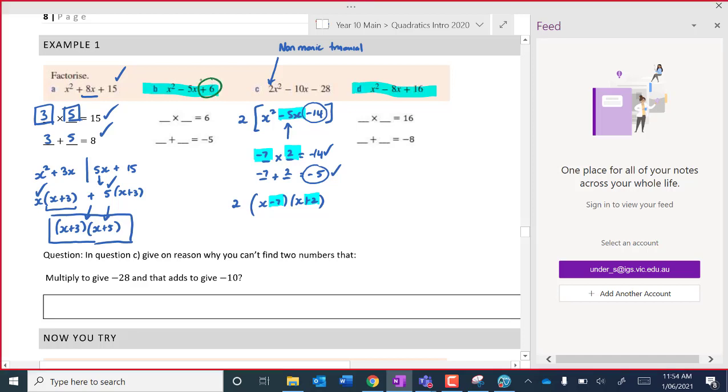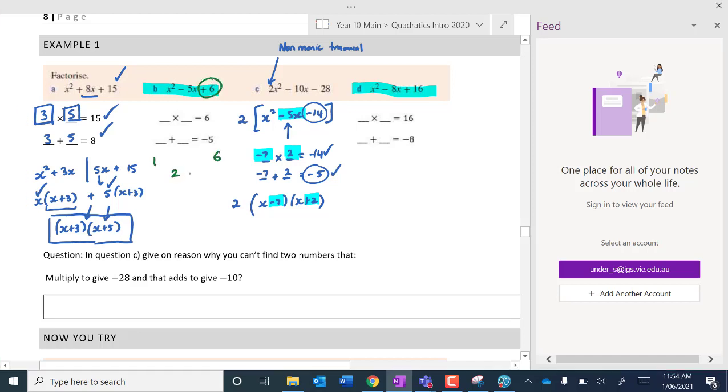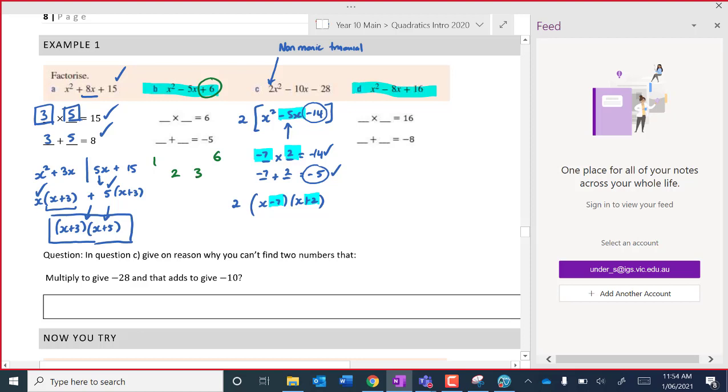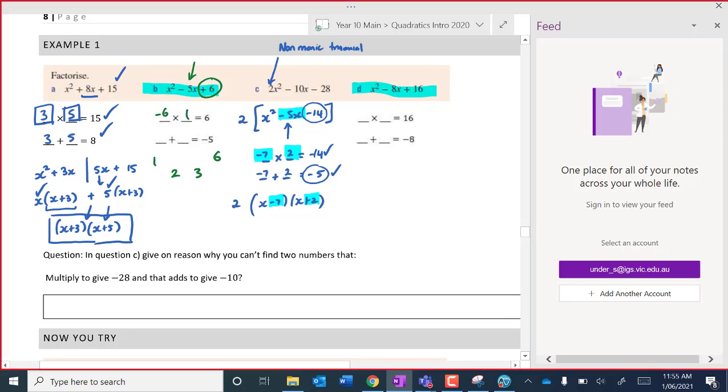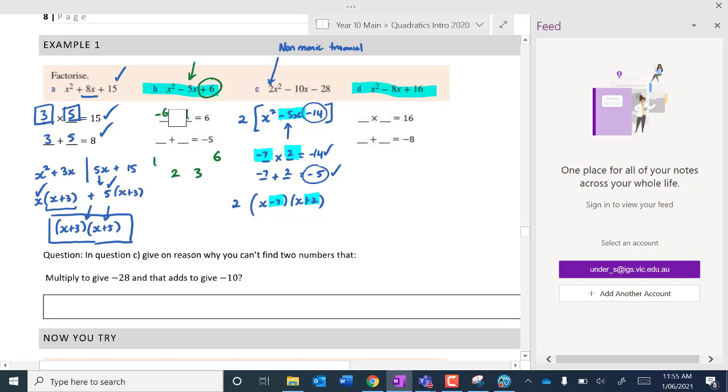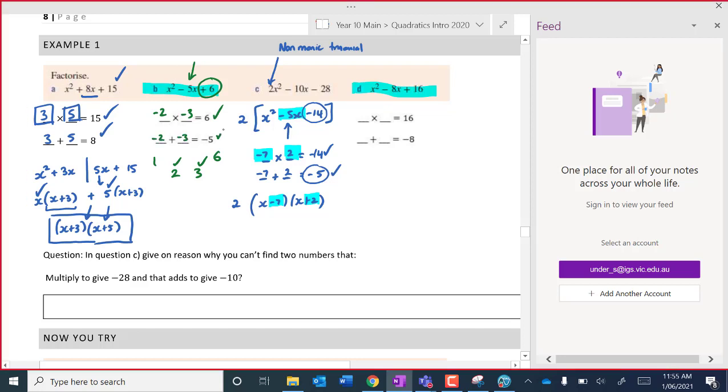Let's think about the factors of 6. There's only a few factors: 1 and 6, and 2 and 3. That's it. Now there really could be two ways, but since this is a negative 5x, if I was to do negative 6 times positive 1, that's not going to work out. So if we go here, negative 2 times negative 3, a negative times a negative is a positive, and negative 2 plus negative 3 is negative 5.